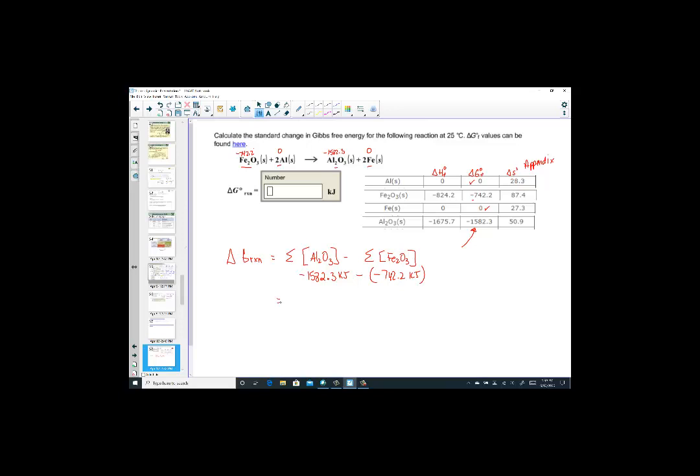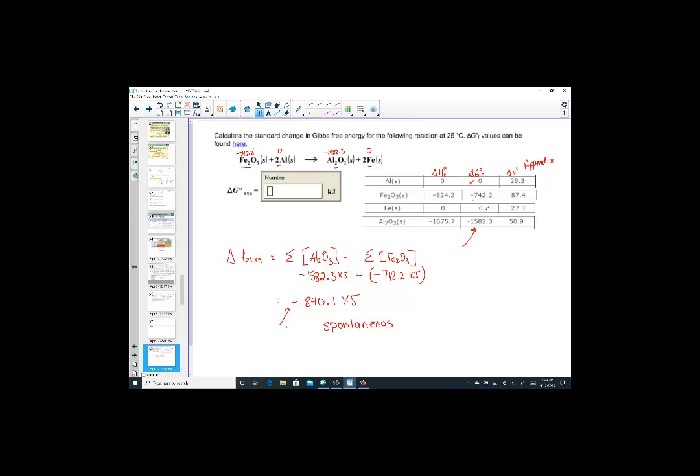So let's take the aluminum oxide value, negative 1582.3 minus a negative 742.2, and my screen reads negative 840.1 kilojoules. And yes, this is a spontaneous reaction in the forward direction as it's written, because I see a negative sign on the Gibbs free energy.